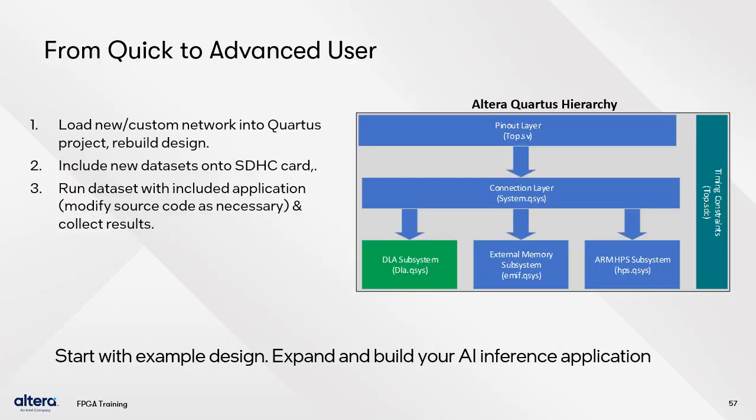Customers can start with example design, expand and build their AI inference application with Quartus. The figure shows a typical hierarchy with the inference IP, ARM, and memory subsystems. The timing constraints are the vertical green box. A simplified flow is described in 3 steps. First step is to load new custom network into Quartus project and rebuild design. Second step is to include new datasets onto SD card. Third step is to run dataset with included application and collect results.